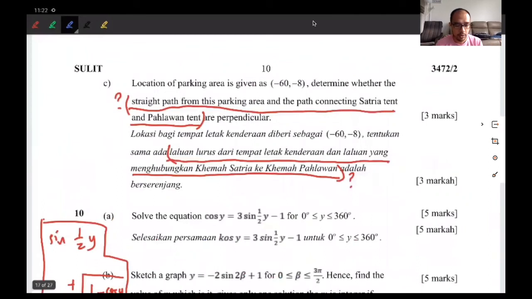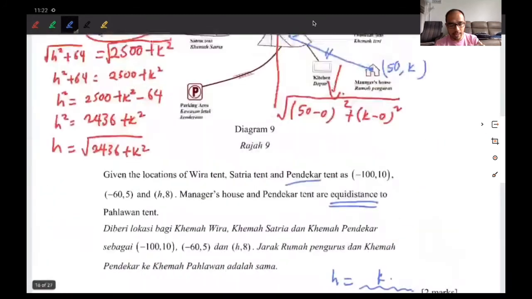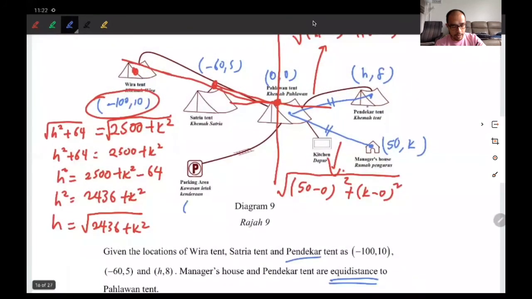So this part C question, when all three of us were looking through this question, honestly, I don't know whether it is because of the language, but when I read both the BM and the BI version, it's equally perplexing, because it doesn't make sense. The location of the parking area is given as negative 60 and negative 8. So here, this is negative 60 and negative 8.